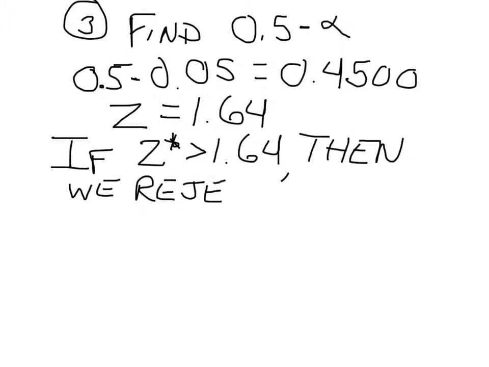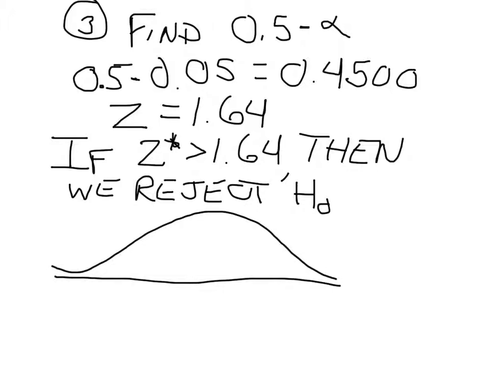So if you're looking at a picture, here's your 1.64, and everything to the right of that is in the rejection region. Our Z star is 2.84, so it's in there. Therefore, we will reject H0.